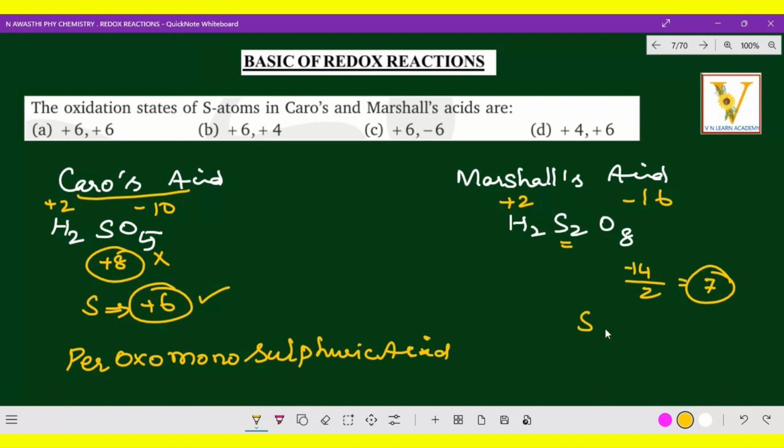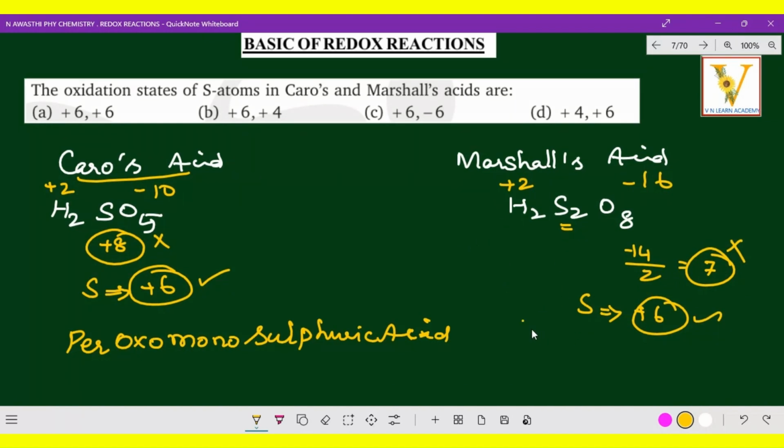Actually sulfur atom cannot go beyond plus 6. So here plus 7 is mentioned, so it is not correct. So plus 6 only. So what is the name of Marshall's acid? Here it is peroxodisulfuric acid. I hope you got the clarity.